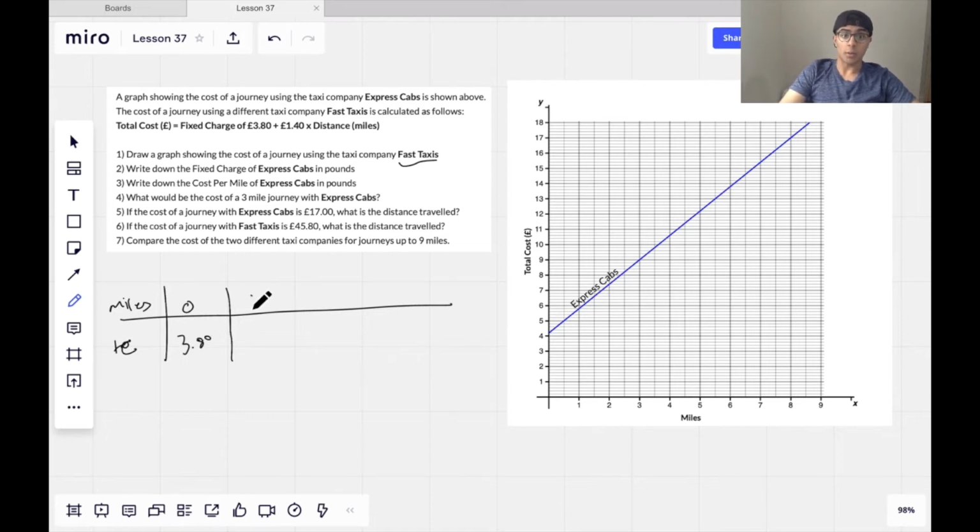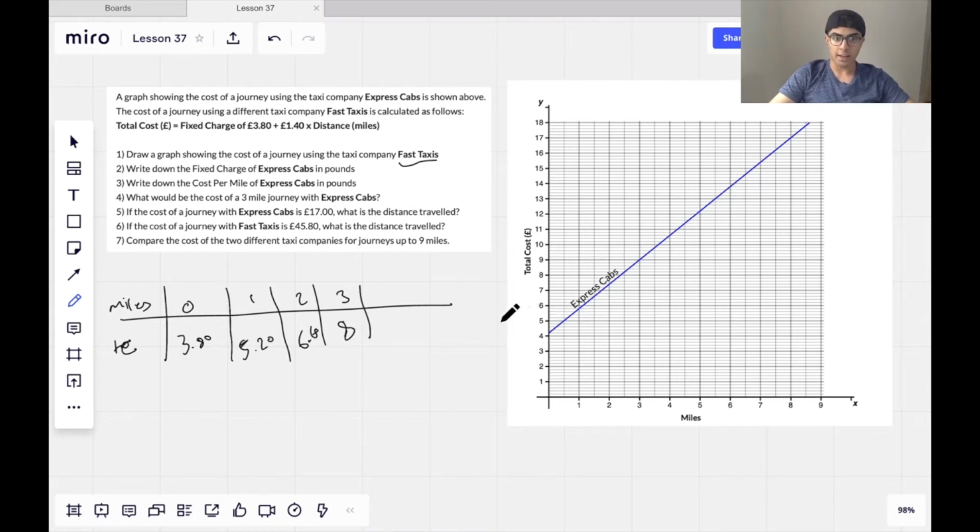Let's say you travel 1 mile. Well, in that case, you're going to pay the fixed cost of £3.80 and another £1.40, which is £5.20. And then let's say you travel 2 miles. Again, you're going to pay £3.80 plus 2 times 1.4, and that comes out to £6.60. And then you can try 3 miles. 3.8 plus 1.4 times 3 because the distance is 3 miles, and that comes out to £8. Lovely.